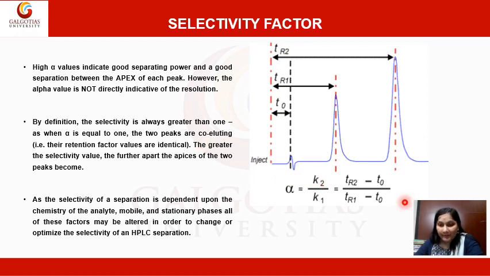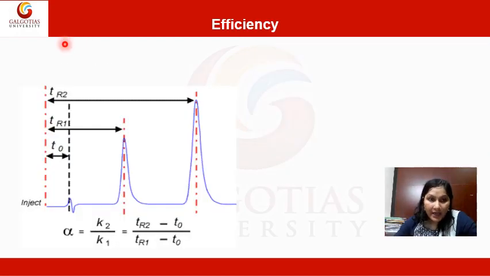Just a minute. I want to show you the equation, which is overlapping with my image. Now, as I already told you, the selectivity factor is the ratio of retention factors. You can see here from the equation, alpha is equal to K2 by K1. You can see on the graph that T0 is the dead time or retention time of the non-retained component, TR1 is the retention time of component 1, and TR2 is the retention time of component 2.